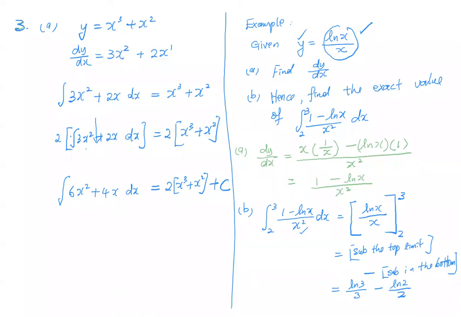Clear? Okay. The question says exact value. This is the exact value. Or if you want to be more accurate, this one will be ln 3 to the power 1/3, take away ln 2 to the power half. So it will be ln 3 to the power 1/3 divided by 2 to the power half. If not, you can leave your answer like that. Exact value, you cannot use calculator. You get me?